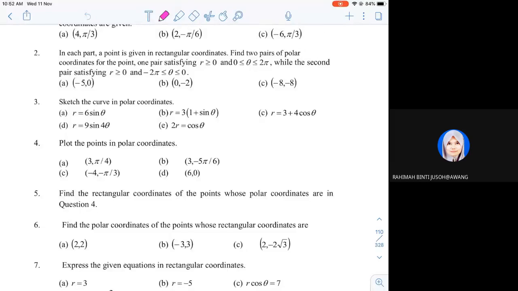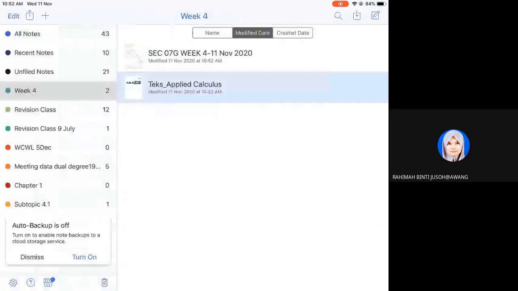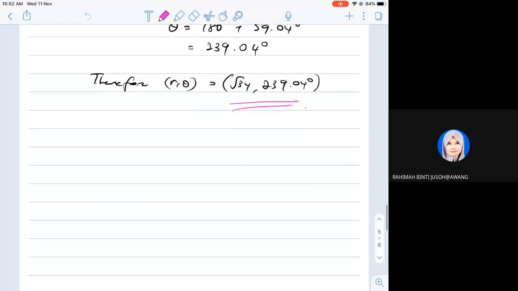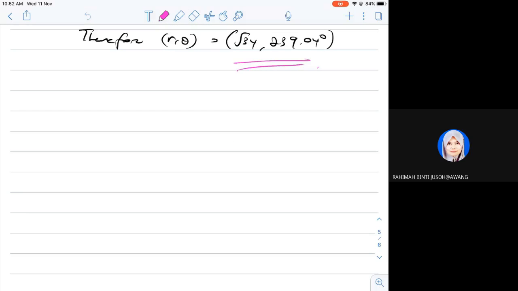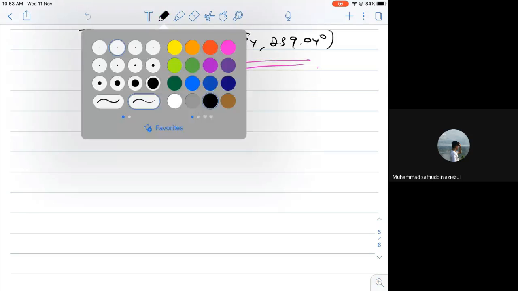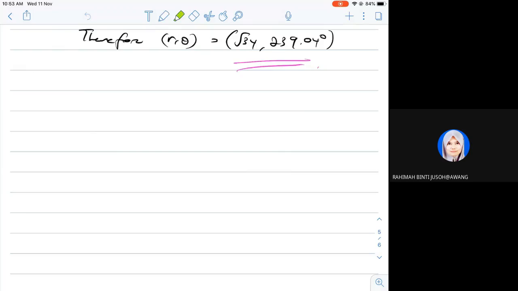Graph sketching. Okay, this part. Let me explain one by one. Do you understand about the polar graph from the video? Do you understand all the lessons in the video? Silent. Do they understand or not? Understand? Okay, good. You all have watched the video by Dr. already, right?